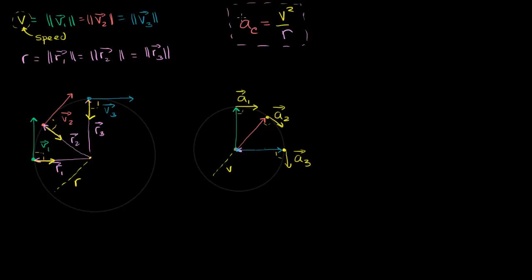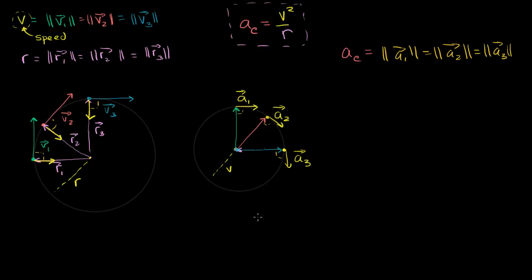Here we're talking about just the magnitude of it. And we're going to assume that all of these have the same magnitude. So we're going to assume that they all have the magnitude that we'll call A sub c. So that's the magnitude. It's equal to the magnitude of A1, it's equal to the magnitude of A2, and it's equal to the magnitude of A3.